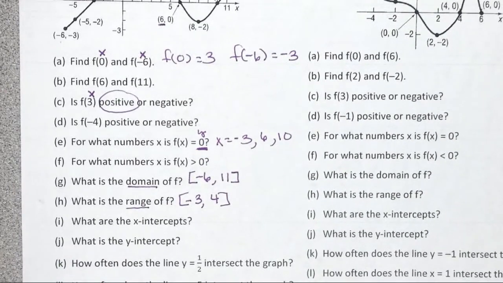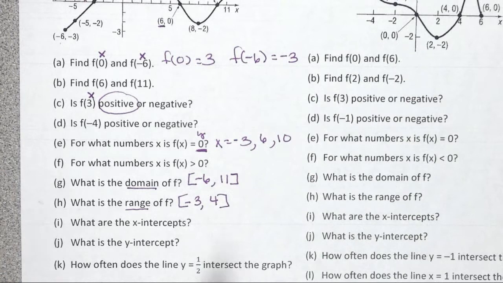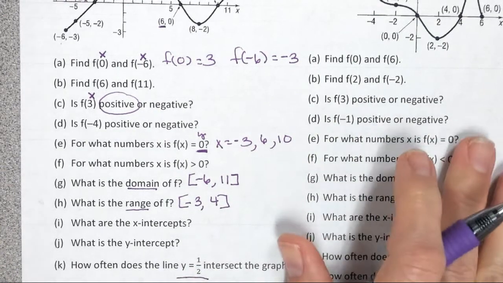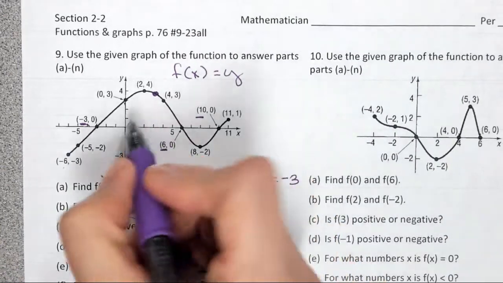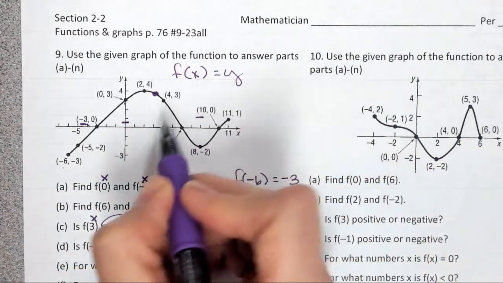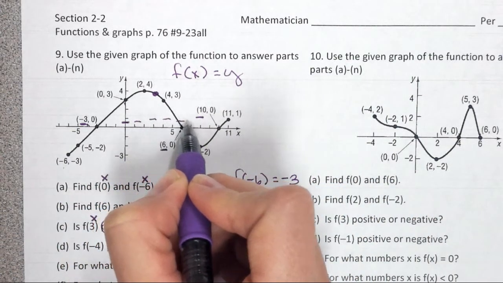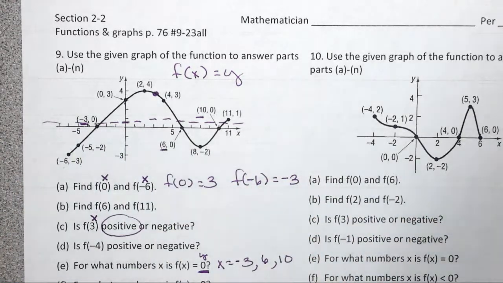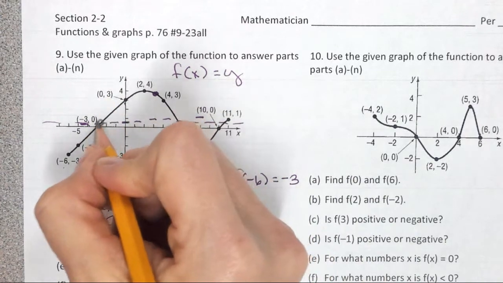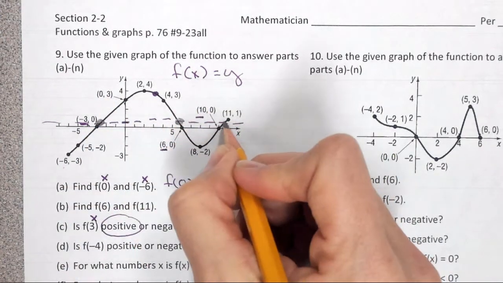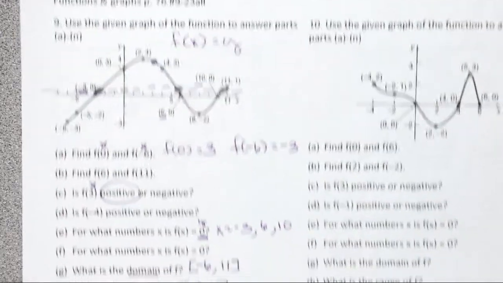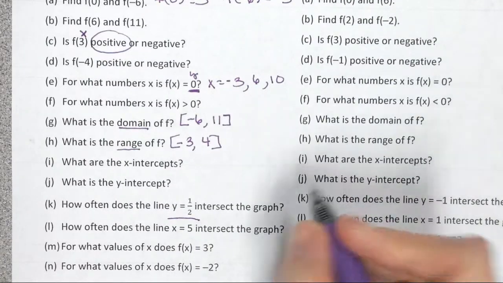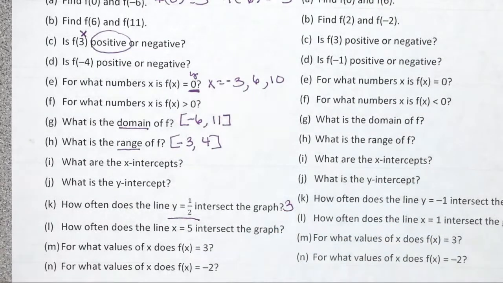I think you can do I and J. They're just asking for intercepts. Let's go look at K. K says, how often does the line y equals 1/2 intersect the graph? So you have to know that y equals 1/2 and where it is on the graph. So I'm going to come up here. And 1/2 would be right here. And I'm going to draw a line going straight across. And all they want to know is how many times do I touch that dashed line I just drew. I touch it once here, here, and here. So I touch that dashed line 3 times. So it's going to be 3.